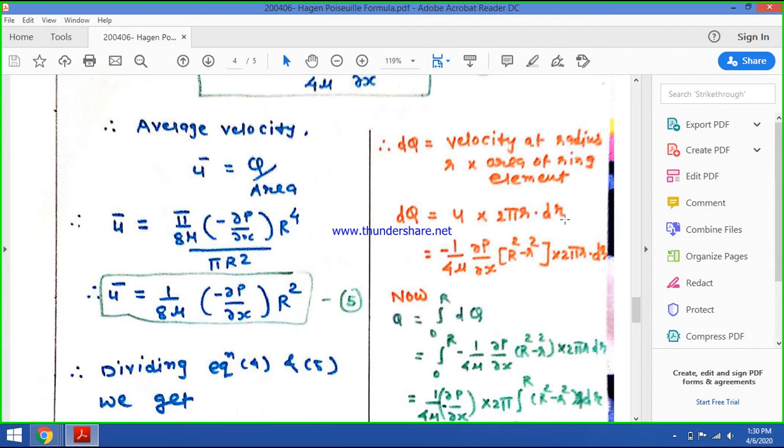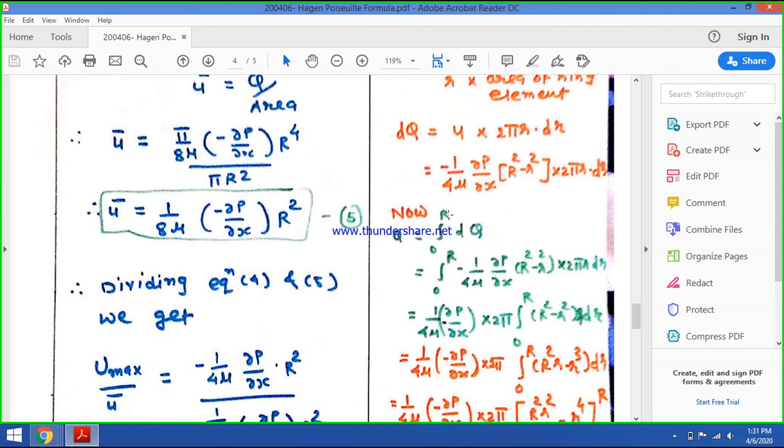Okay, into 2 pi r into dr. Where we can put the equation of u, the velocity distribution, we will put the equation here. So you will get dq is equal to minus 1 upon 4 mu del p by del x into capital R square minus small r square into 2 pi r into dr. Now integrating with respect to r, so you will get total discharge q.